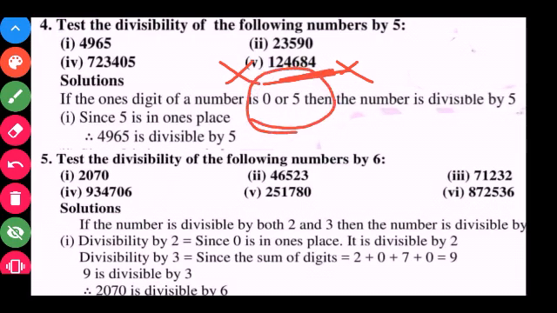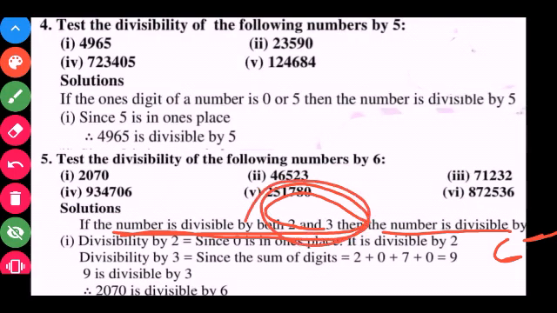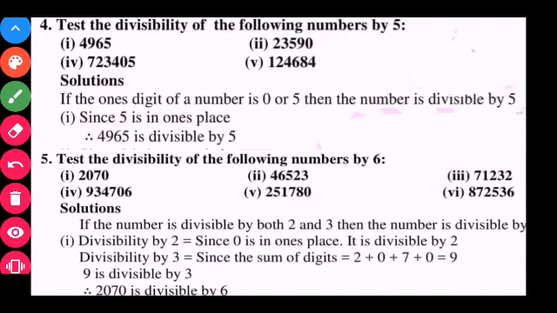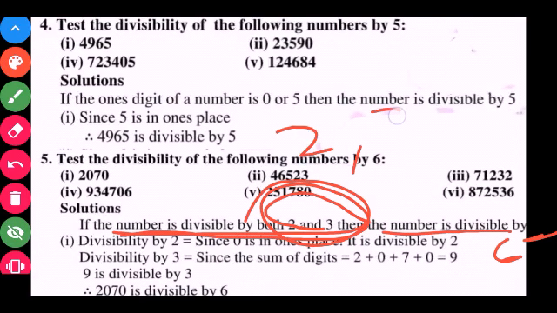Okay, now next question, how to check divisibility of 6? So now the test of divisibility of 6. If the number is divisible by both 2 and 3, then the number is divisible by 6. So to check divisibility of 6, first we will check the number's divisibility by 2 and 3. If the number is divisible by both 2 and 3, then the number is divisible by 6.